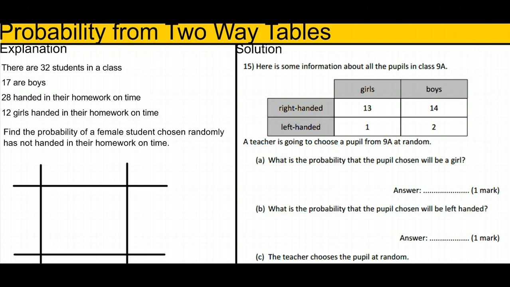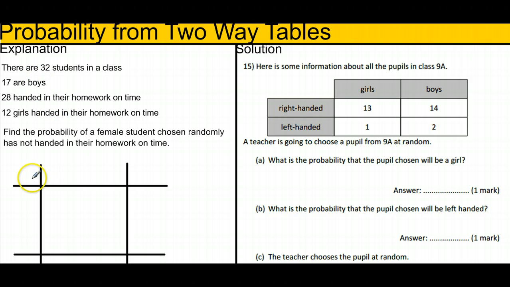So we started off with some information about a class of students. 17 boys, 28 of them of this class of 32 handed their homework in on time, and 12 girls handed their homework in on time. With a question like this, and they're quite common at GCSE in fact, you need to create the table.